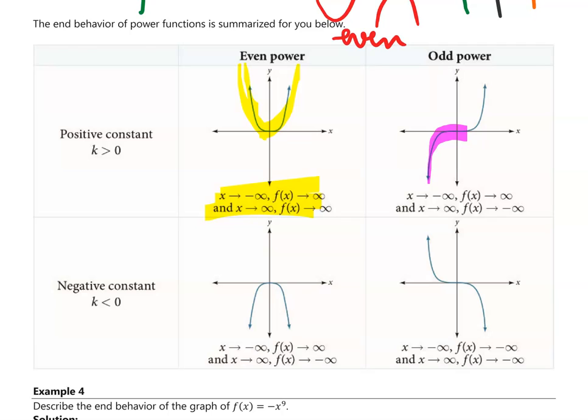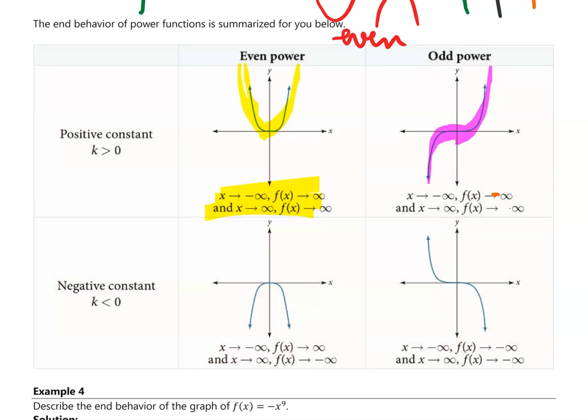there is something wrong here. This should be negative infinity. That's a typographical error. Okay, so as x approaches infinity, f of x approaches positive infinity because this goes up. Look at the graph. So that should be positive infinity.